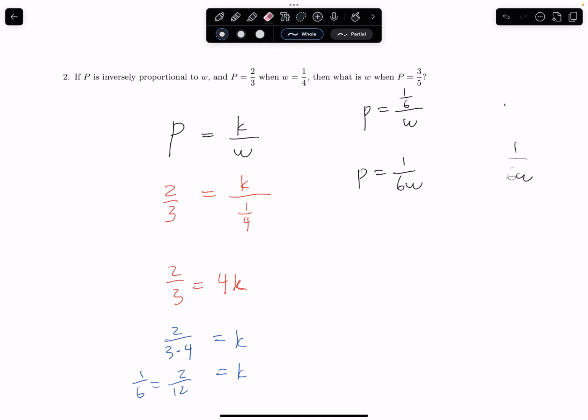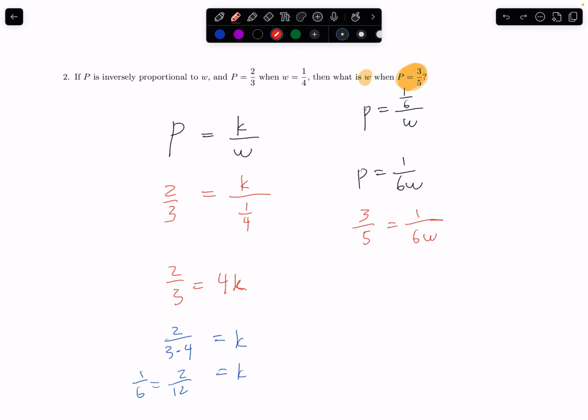Okay, scratch work done. Okay, so now that I have this new equation here, this is my new starting point, right? Step 2 is done. And last step is just to plug and chug with the values that I'm given. So what are the values that I'm given? What is W when P is 3/5? Okay, so this time it's a little backwards, right? They're giving us the P. So just plug that guy in. That's 3/5 is equal to 1 over 6W. And I'm trying to figure out what W is. So now from here, just solve for W.